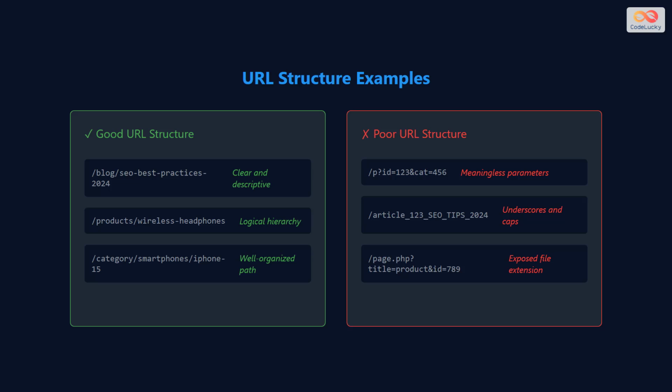seen in examples like /p?ID=123&@=456, /article_123_tips024, and /page.php?title=product&ID=789.